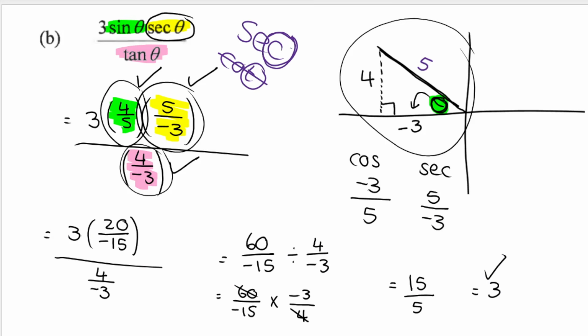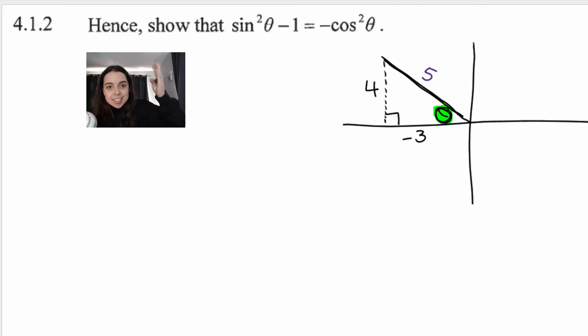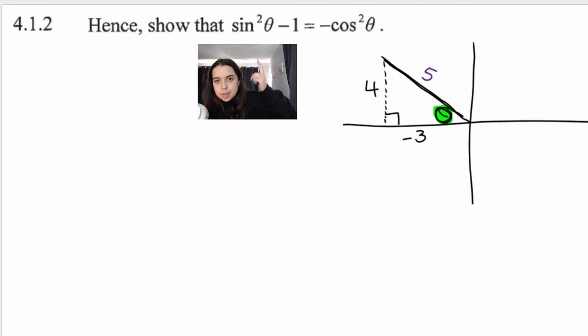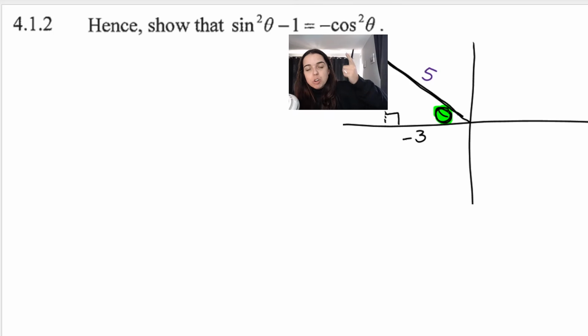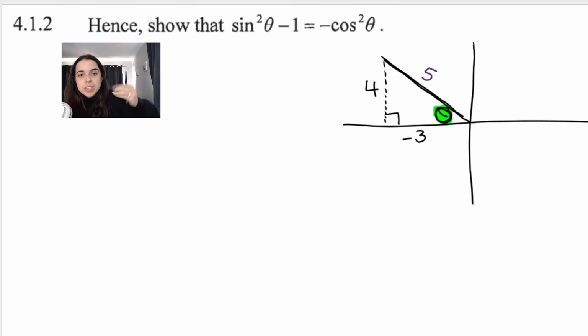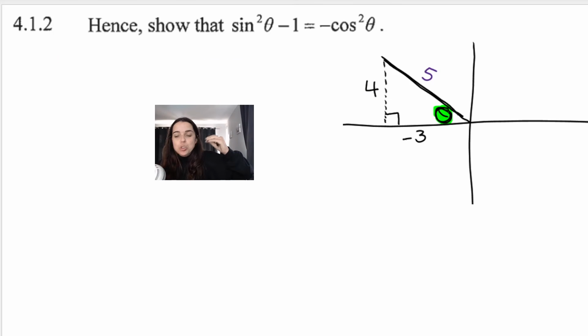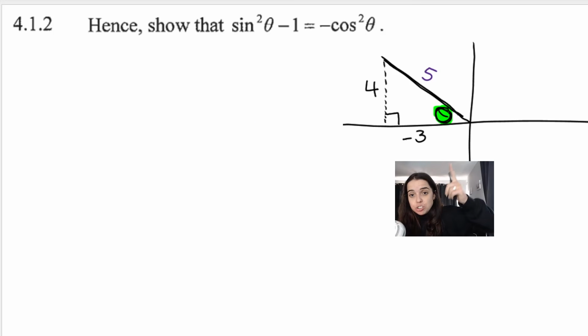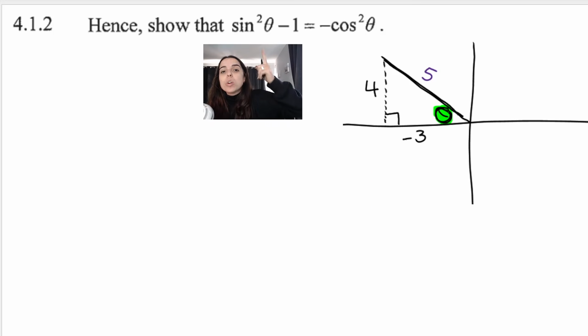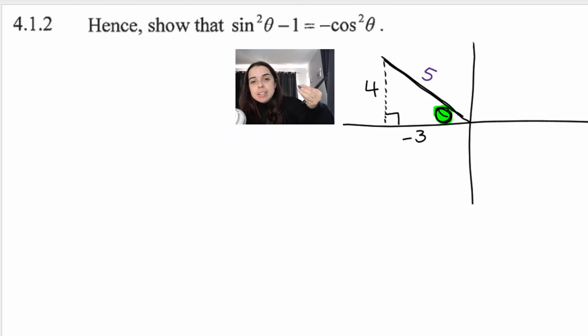My next question says, hence, show that sine squared theta minus 1 equals negative cos squared theta. Now, when a question says hence, it means that you must use previously worked out answers or previously constructed diagrams like this one in order to answer this question. Basically, what this question wants me to do is show that this left-hand side of this equation is equal to this right-hand side of the equation.